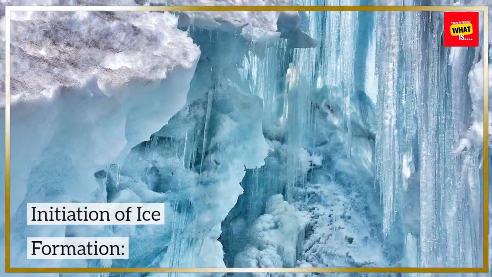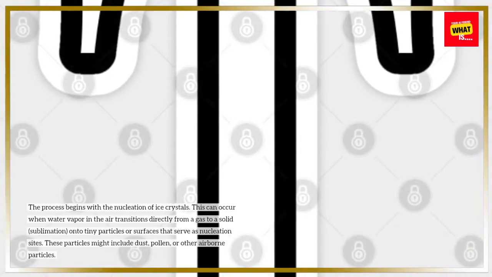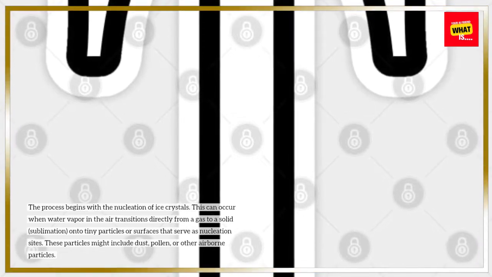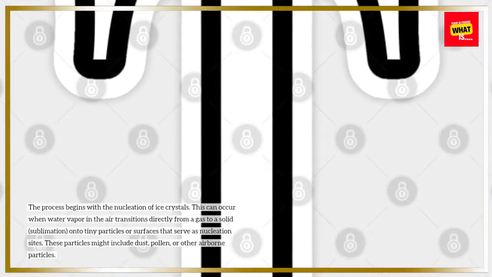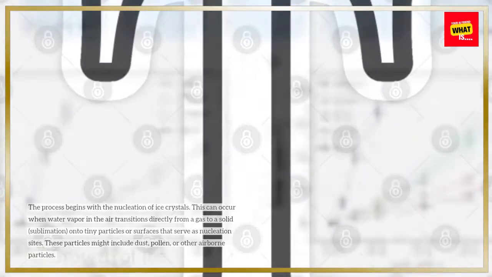1. Nucleation. Initiation of ice formation. The process begins with the nucleation of ice crystals. This can occur when water vapor in the air transitions directly from a gas to a solid, sublimation, onto tiny particles or surfaces that serve as nucleation sites. These particles might include dust, pollen, or other airborne particles.